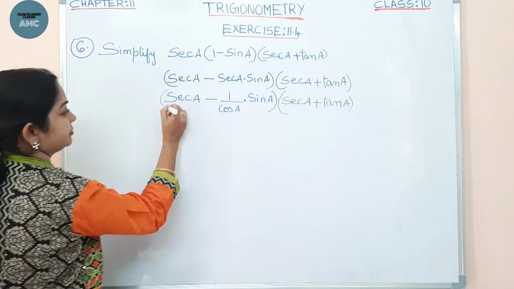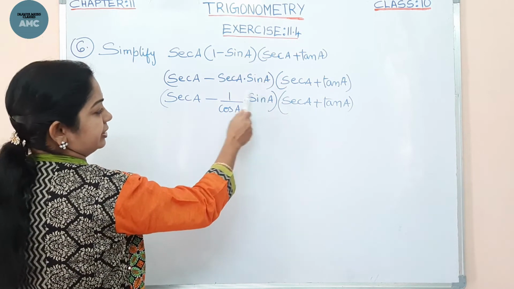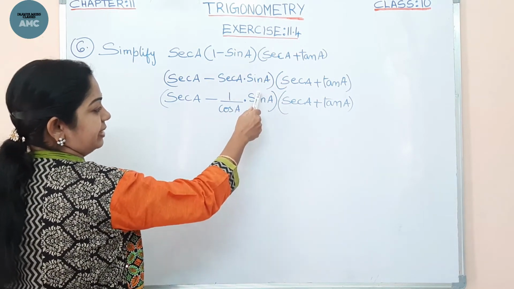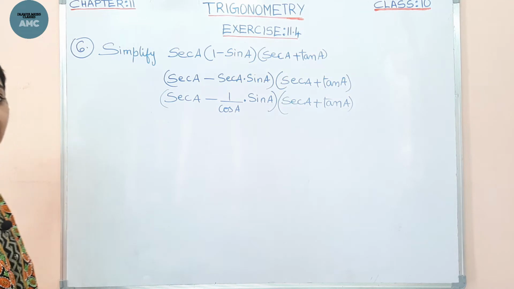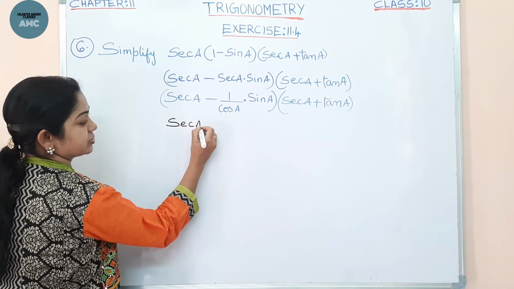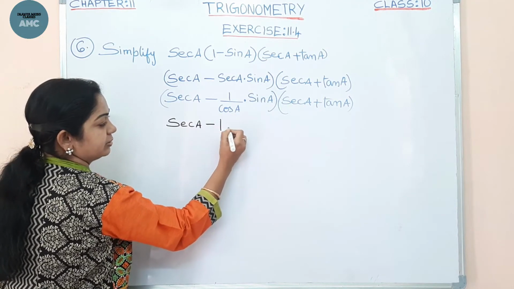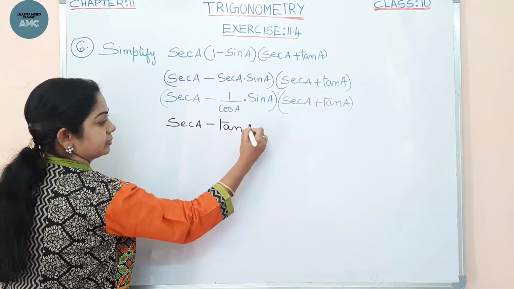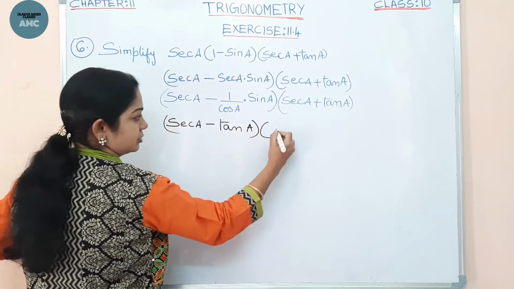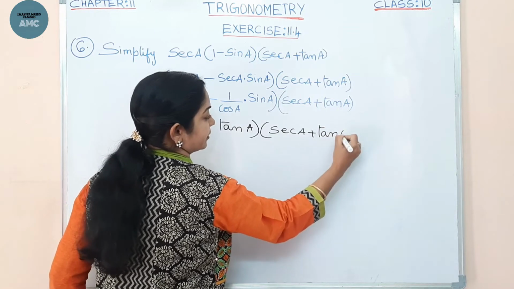Now if you see here, sine into 1 is sine, so sin A by cos A. Now what is sin A by cos A? It is nothing but tan A, isn't it? So secant A minus this part, sine by cos, which is equal to tan A. So this comes to secant A minus tan A, times secant A plus tan A.